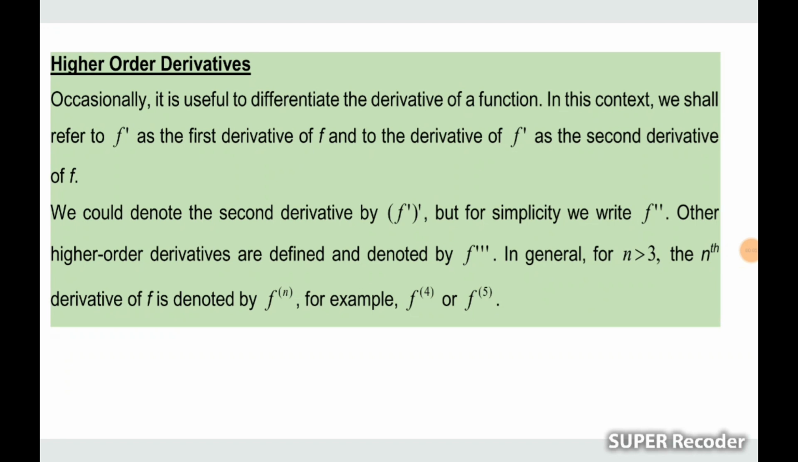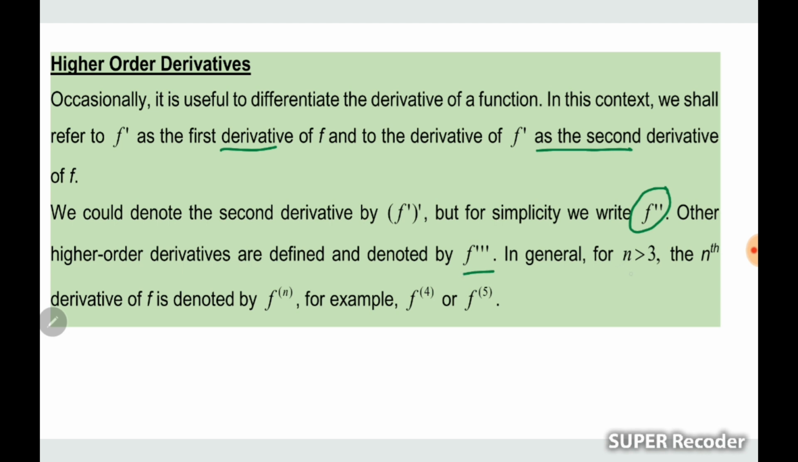Now we continue to higher order derivative. Occasionally, it is useful to differentiate the derivative of a function. In this context, we shall refer to f prime as the first derivative of f and to the derivative of f prime as the second derivative of f. We could denote the second derivative by f prime prime, but for simplicity we write f double prime. Other higher order derivatives are defined and denoted by f triple prime.